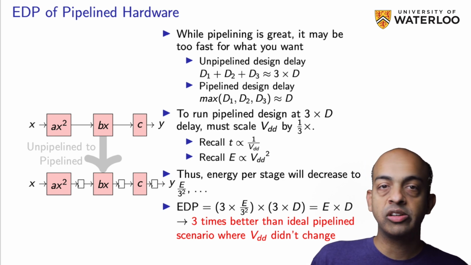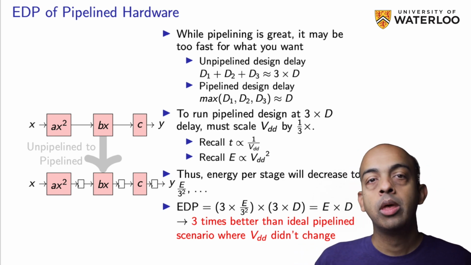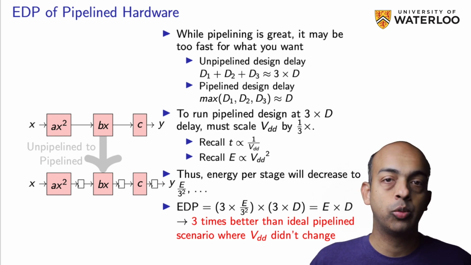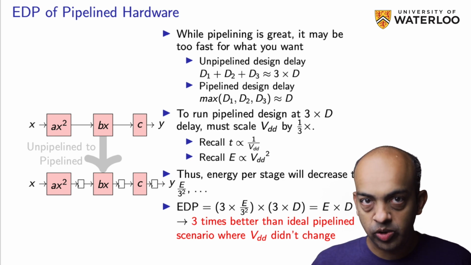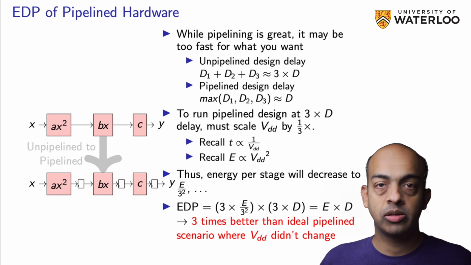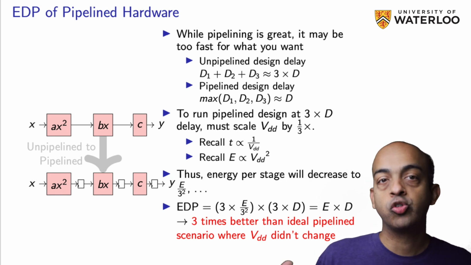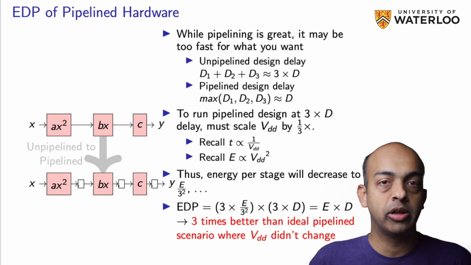So here you have 3 stages. Assuming all E's and D's are equal, I can scale VDD by 1/3. Delay will increase by a factor of 3. My energy delay product will be 3 times better than the pipeline scenario where VDD didn't change, right? So you walk away with a 9x sort of improvement in energy per stage, but you're back to square one in terms of delay. And if that's an acceptable trade-off, then yeah, that's something that you need to be thinking about.